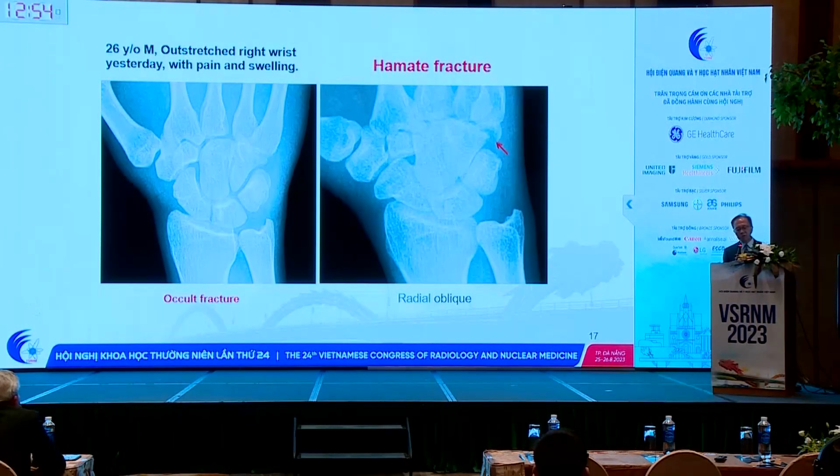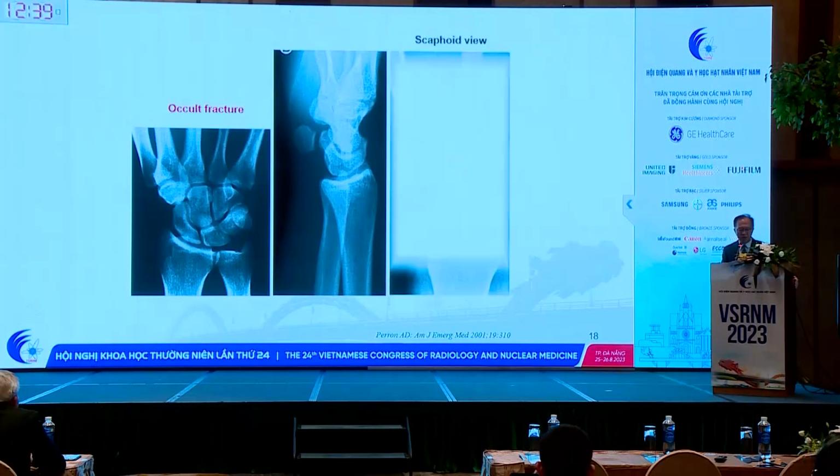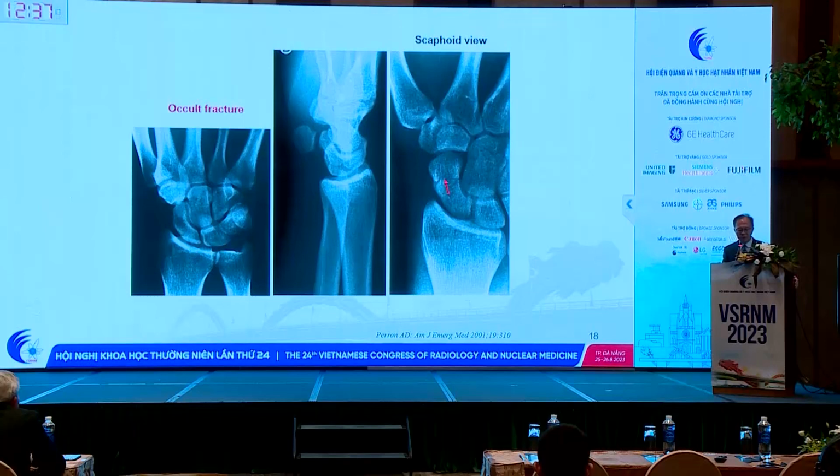So in this situation, we can do an oblique view, we can do whatever they want to find out the problem. So we do problem solving, not screening. So how about this? Still, we cannot see any fracture, but after the third view, the scaphoid view, we can identify the fracture over the scaphoid bone.